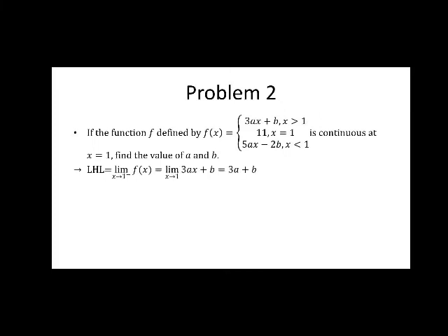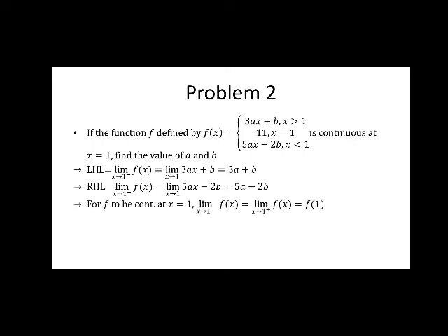So the left hand limit is limit x tends to 1 minus, which gives 3ax plus b, that is equal to 3a plus b. And the right hand limit, if we just do it, we get 5a minus 2b. Now at x equals 1, the functional value is given as 11. For a function to be continuous, the left hand limit must be equal to the right hand limit, and that must be equal to the functional value.